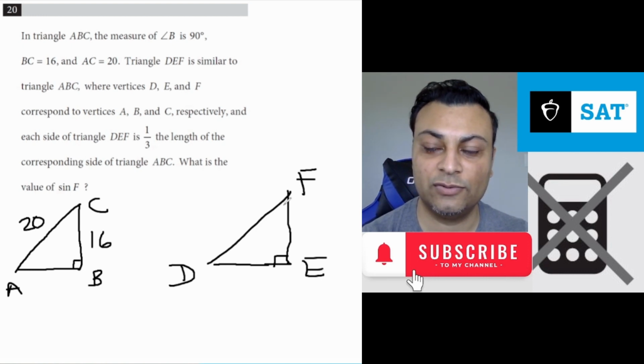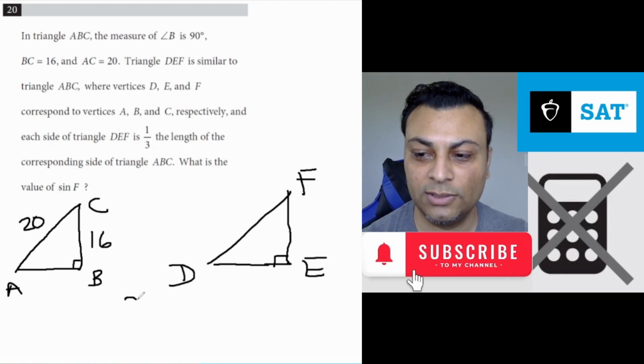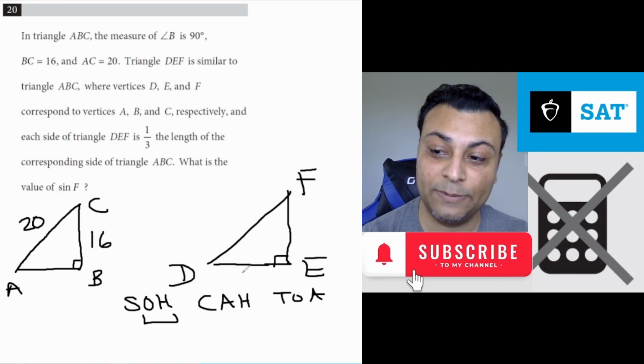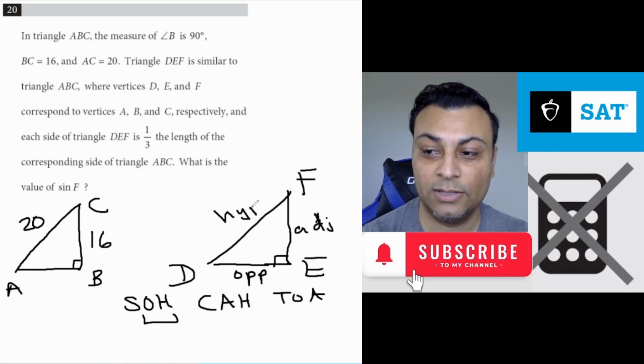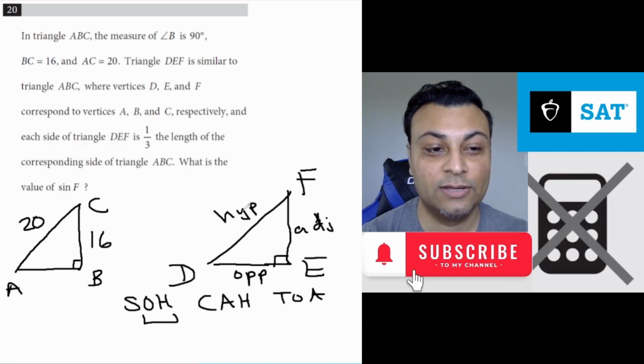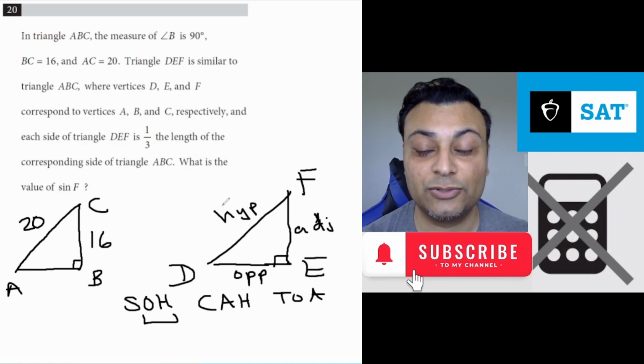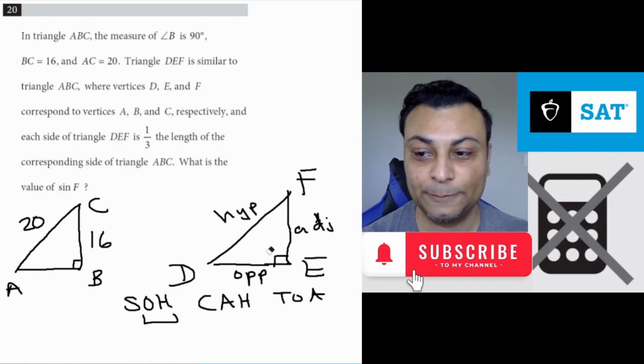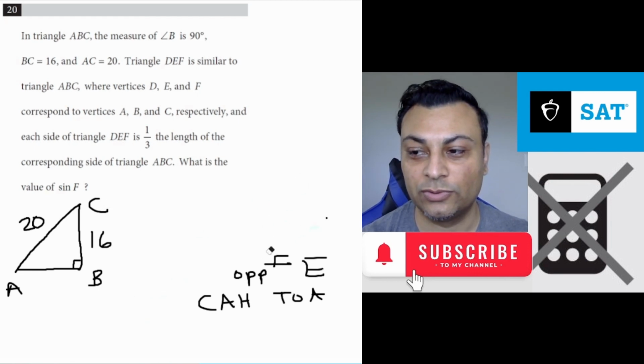Well, sine F, if you go back to SOHCAHTOA, sine is opposite over hypotenuse. For sine F, we would like opposite, which is this side. This is the adjacent for angle F, and this is the hypotenuse. So opposite over hypotenuse. Now, since these are similar triangles, you can also do sine C, and that's going to be the same thing. So sine F is the same as sine C. That's one trick you could use.